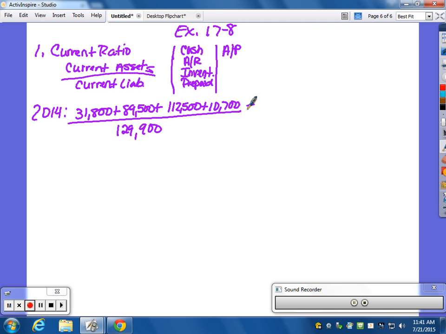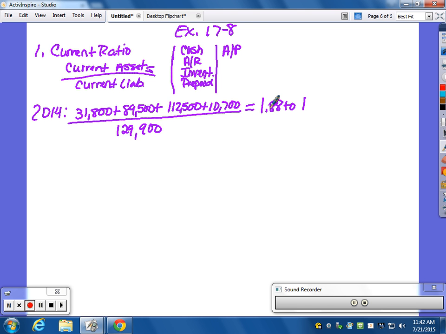So the ratio equals what? Calculate that: 31,015 plus 89,500 plus 112,500 plus 10,700 divided by the accounts payable is going to be 188%, so 1.88 to 1 is how we express that. What that means is there is 1.88 of current assets to 1 of current liabilities.